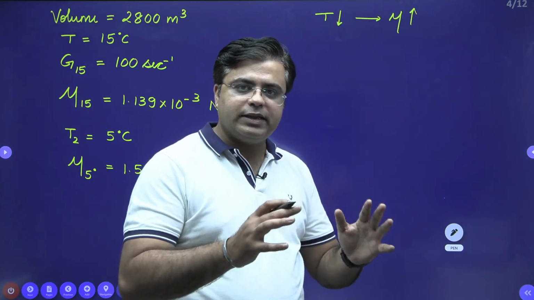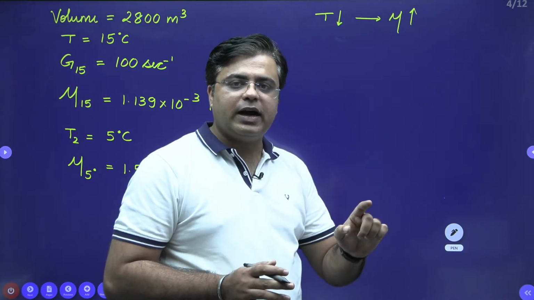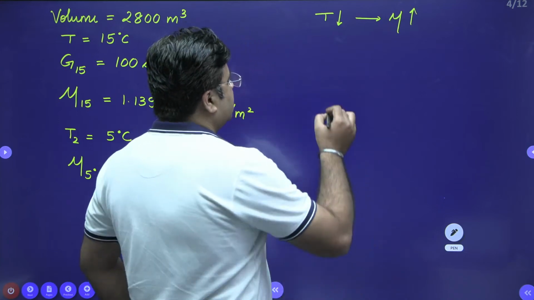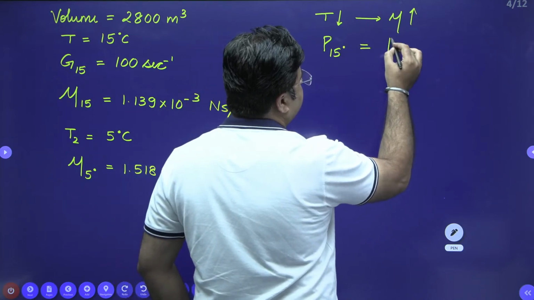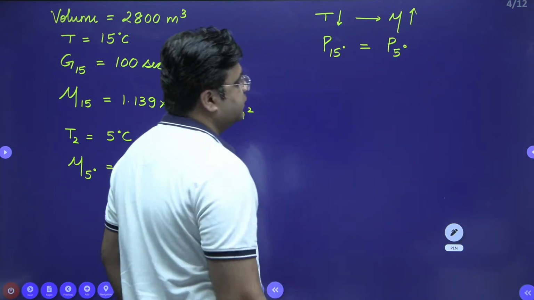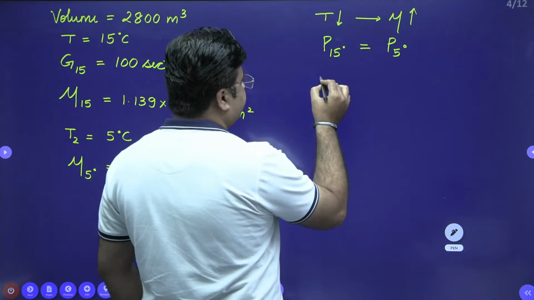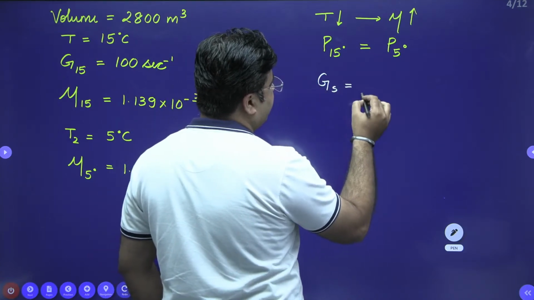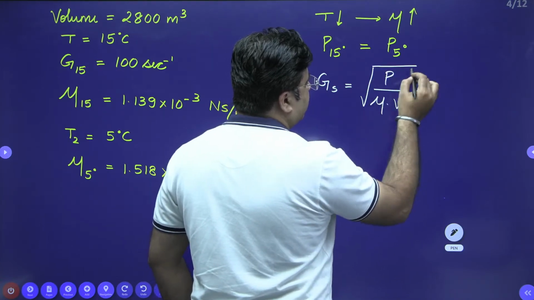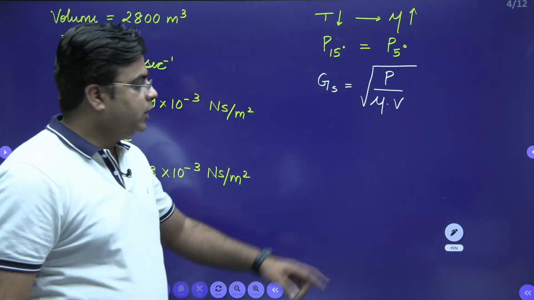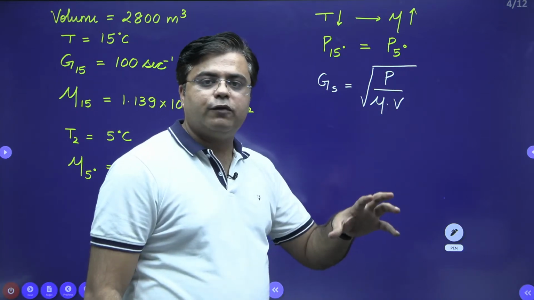Or if you are supplying same power at 5 degrees Celsius and 15 degrees Celsius, the intensity of mixing at 5 degrees Celsius will be less. So power supplied at 15 degrees Celsius is equal to the power supplied at 5 degrees Celsius. Now when we have talked about the intensity of mixing, this parameter G, this temporal mean velocity gradient Gs, it is defined as under root of P by mu into V, where P is the power of the shaft, mu is the dynamic viscosity of fluid, and V is the volume of the flocculation tank.